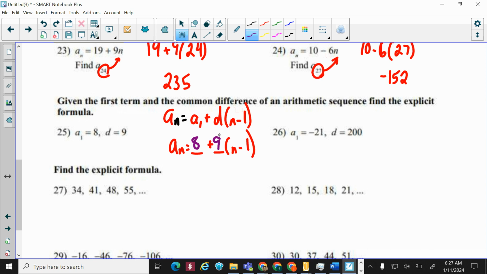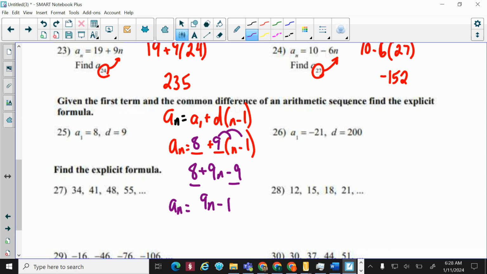So then we're going to take 9 and distribute, because we've got to simplify. That becomes 8 plus 9n minus 9. And I'm going to combine these two. So my final answer ends up being 9n minus 1. So a of n is equal to 9n minus 1.